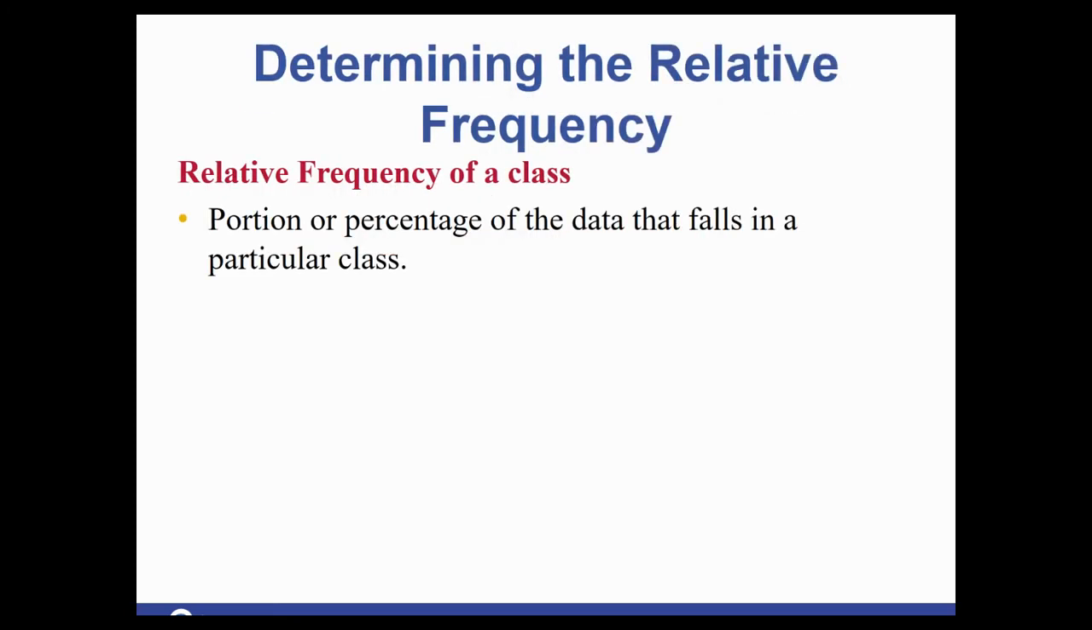You could also find a relative frequency, finding the portion or percentage of the data that falls in a particular class. So that is like the formula F over N. F standing for frequency, N standing for sample size. That's how you find relative frequency.